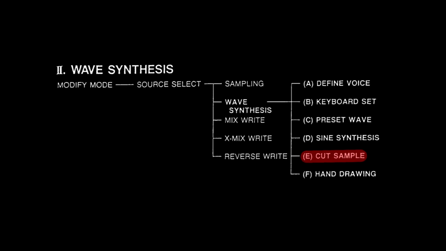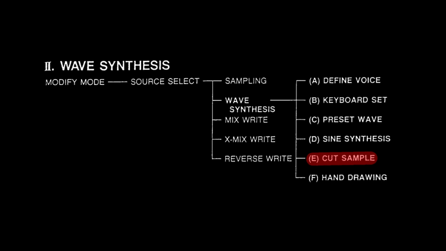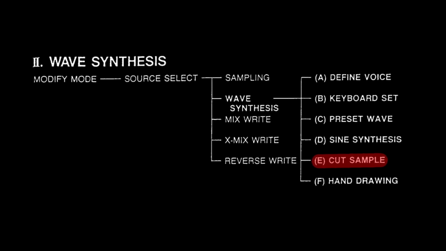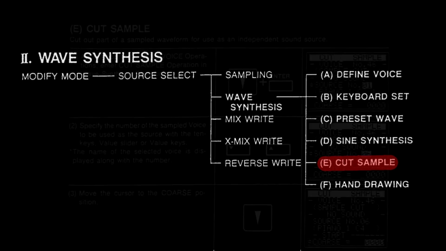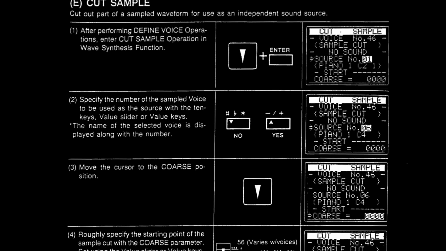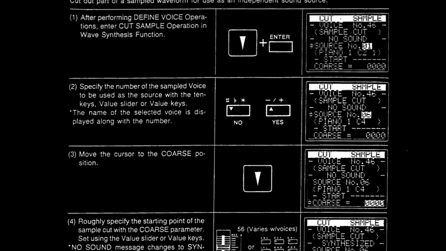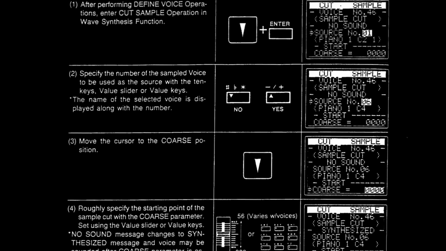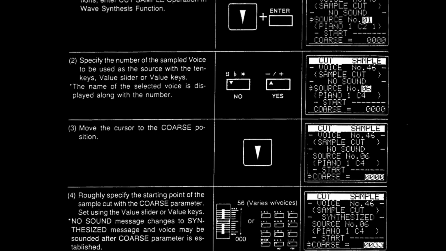Next, let's look at Cut Sample, which is a method to use parts of an existing sample as a source for new samples, all without using additional memory. Originally, I thought this would work like a feature that lets me cut up drum loops to use individual parts as a single hit drum sound, but it turned out that the waveforms you can extract this way are actually much shorter, more like single cycle waveforms.